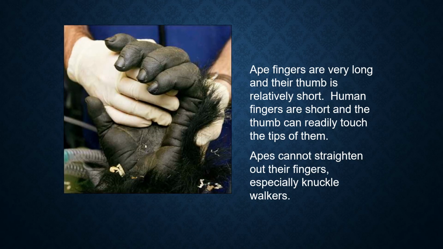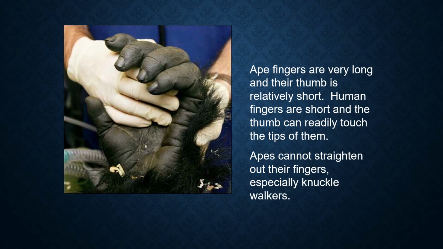So apes' fingers are very long and their thumb is short. Humans, on the other hand, have relatively short fingers, and the thumb can readily touch the tips of them. So apes, in essence, cannot straighten out their fingers, especially knuckle walkers like chimpanzees or gorillas, right? This is showing you a major difference between us and our closest primate cousins.